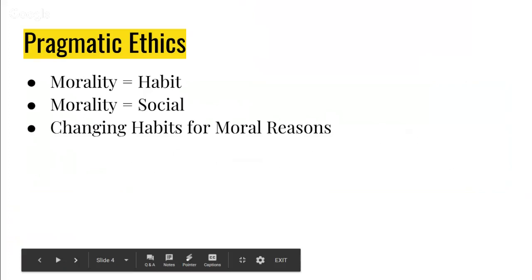Okay. And the pragmatists, this is good news for all of you, say that younger people are less entrenched in their habits, so you are more easily able to adapt and survive in new moral situations. So good for you. Okay.